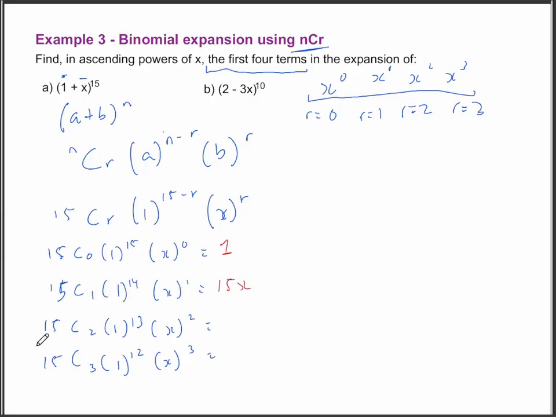Then here we'll have 15C2, which is just 105. And then times 1 times x squared, so 105x squared. Then finally we'll have 15C3, which is 455 times 1 times x cubed, which is 455x cubed.